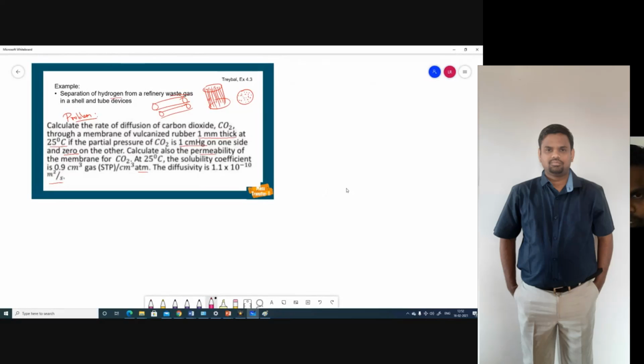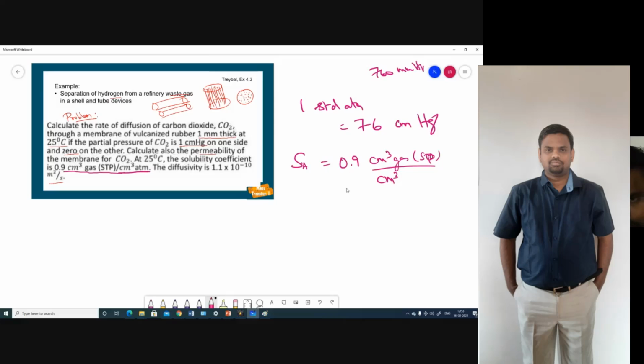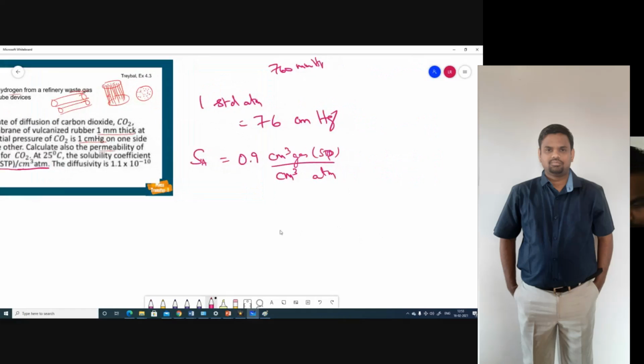So first know the conversion factor. One standard atmosphere, you know that one atmosphere is 760 mm mercury, right? But here we have to substitute in centimeters. That means 76 centimeters mercury. Okay. So the solubility coefficient SA is given like 0.9 centimeter cube of gas at STP per centimeter cube of solid per atmosphere. Okay. So first we have to convert to centimeters mercury. So the conversion factor is 1 atmosphere is 76 centimeters mercury. We have the value. How much?